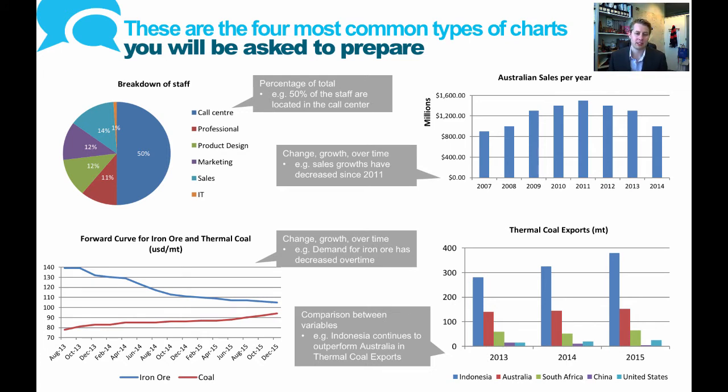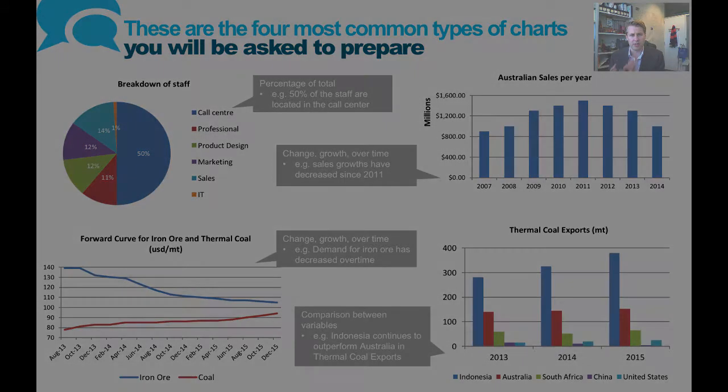Another big one you're going to be asked to use is the comparison between variables. So here we've got the chart where we start to look at Indonesia getting higher and higher, and the other ones are reducing their thermal coal exports. We are seeing a little bit of change with South Africa there, a little bit of change with Australia, but the big one is through Indonesia. So we might want to point out the figures in 2014. We might want to pick out the figures in 2015. So really focus in on what you want to show there.